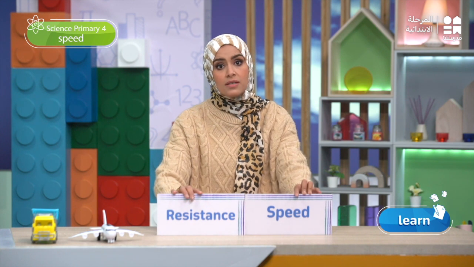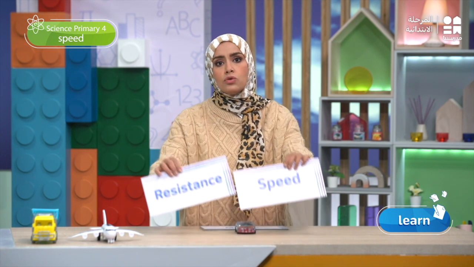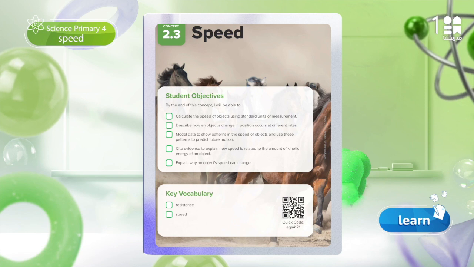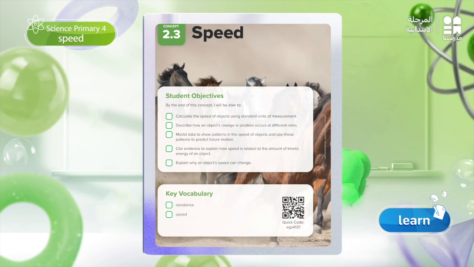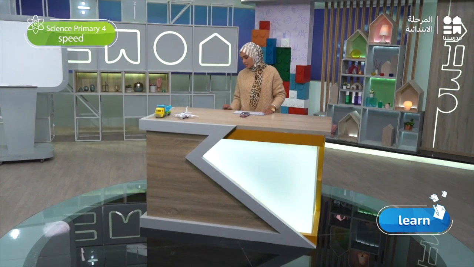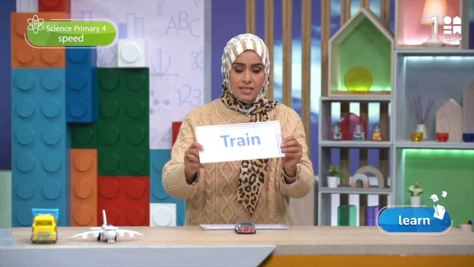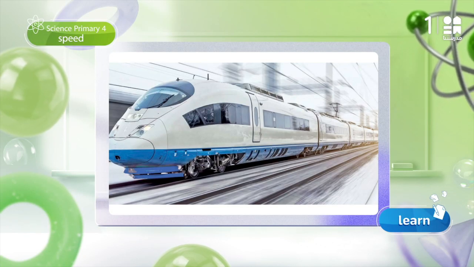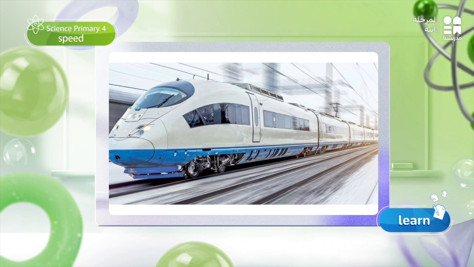Also, we are going to use terms we have learned before in the last 2 concepts, like force. You can find these terms and key vocabulary in the student book, page 186. Now, get your book and tools to start our first Wonder lesson. Look at the picture in your book, page 187. This is one of the trains we call a high-speed train because it can travel at high speed, and by it we can reach our destination in a very short time.